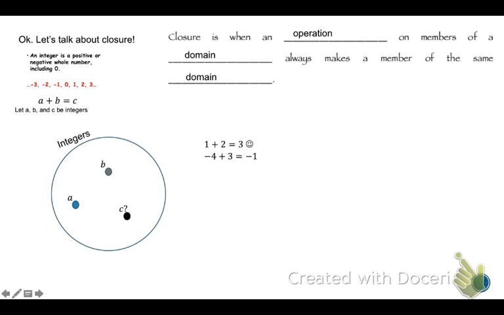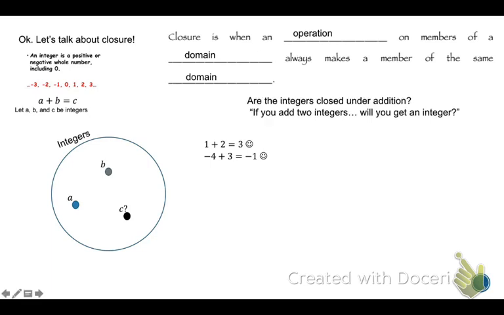Let's do another example. So we have negative 4 plus 3. So we're saying a is negative 4, b is 3. That equals negative 1. Is negative 1 an integer? Yes. So are the integers closed under addition? What that's saying is if you add two integers, will you get another integer? The answer is yes.